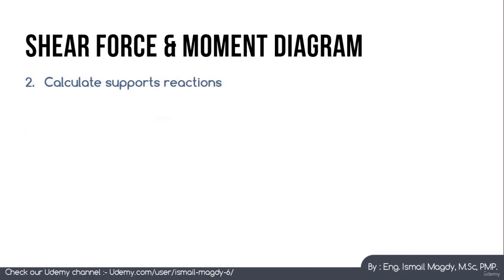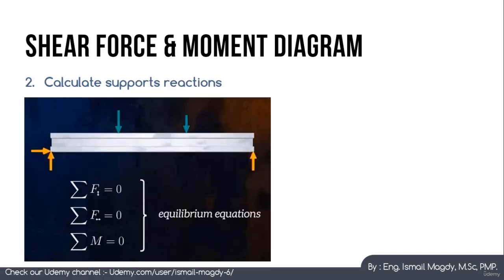Next step, we have to calculate the reaction forces of all supports, and in order to do this, we use the concept of equilibrium. In order for the system to stay in equilibrium, all of the vertical and horizontal forces have to cancel each other. The same thing goes for all of the moments on the beam. Hence, we can use equilibrium equations at any point to obtain support reactions. Equilibrium equations are the following. Sigma F vertical equals 0, sigma F horizontal equals 0, and sigma moments equals 0.